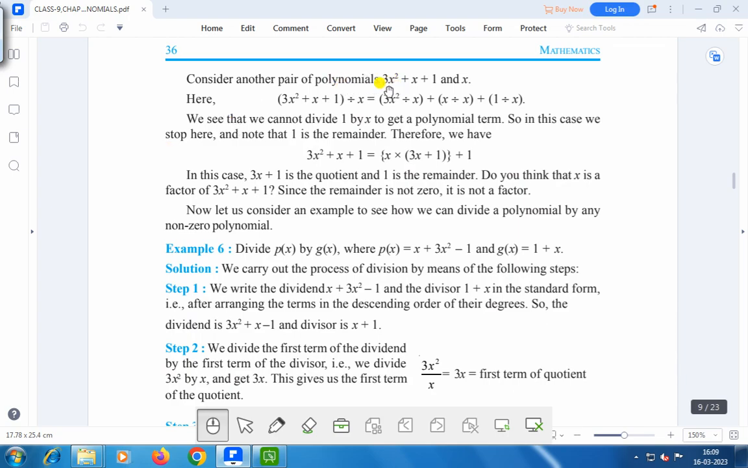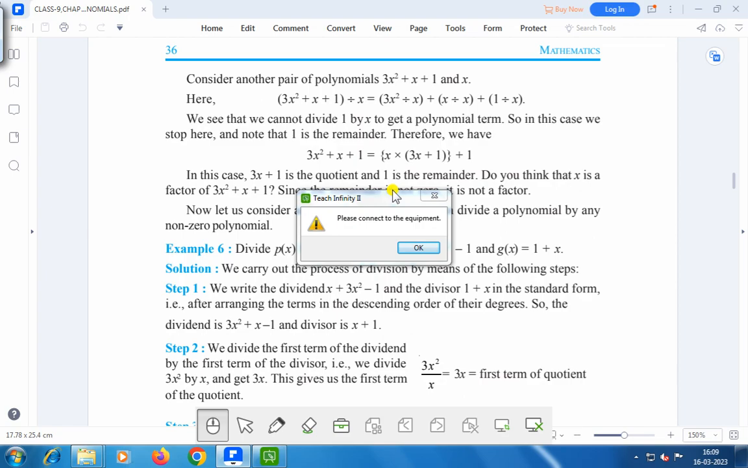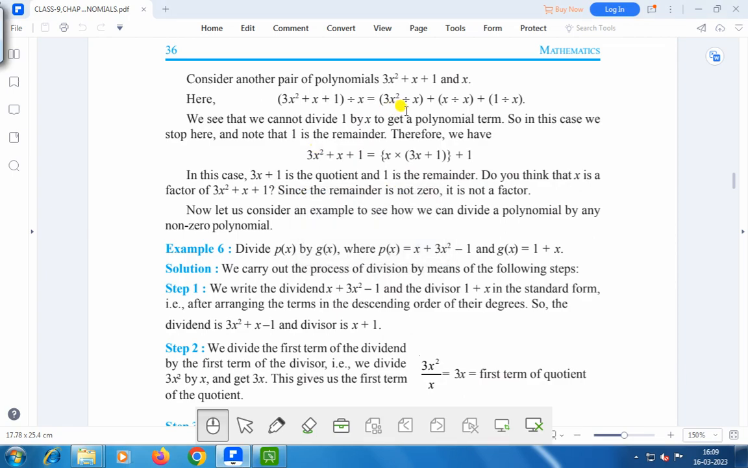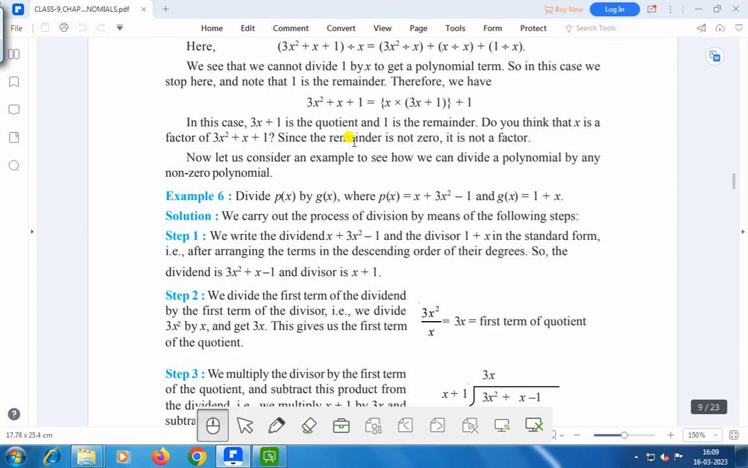Consider another pair of polynomials, 3x squared plus x plus 1 and x. Here 3x squared plus x plus 1 divided by x, we get 3x squared divided by x plus x divided by x plus 1 divided by x. We see that we cannot divide 1 by x to get a polynomial term. So in this case we stop here and note that 1 is the remainder. Therefore, we have 3x squared plus x plus 1 equal to x into 3x plus 1, plus 1. In this case, 3x plus 1 is the quotient and 1 is the remainder.